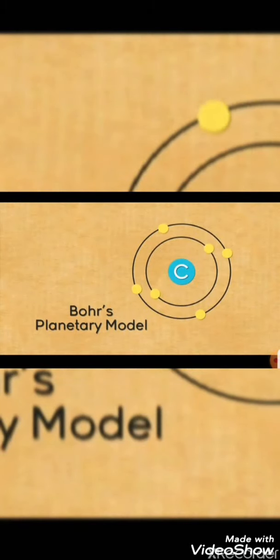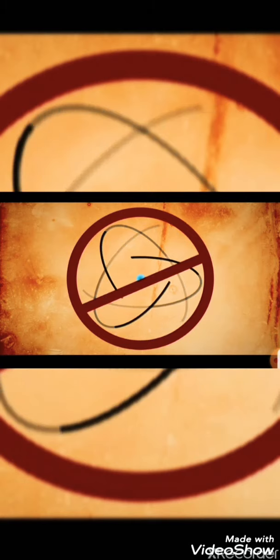He presented the planetary model of an atom in which electrons revolve around the nucleus in fixed energy levels, in fixed energy shells. This atomic model was similar to that of our solar system, but the electrons actually do not revolve around the nucleus in fixed energy shells, but they form an electron cloud around the nucleus of fixed energies. You can see, they form an electron cloud of fixed energy.